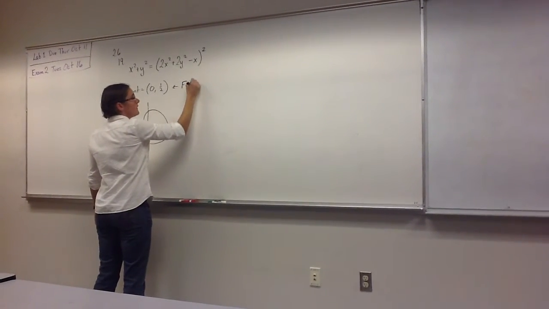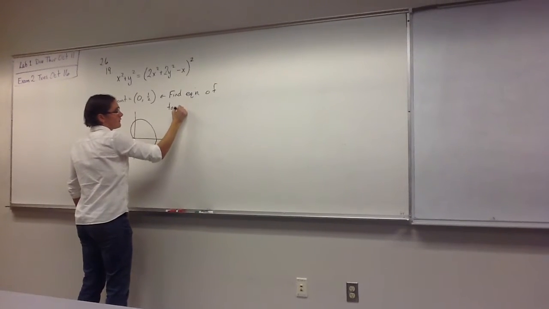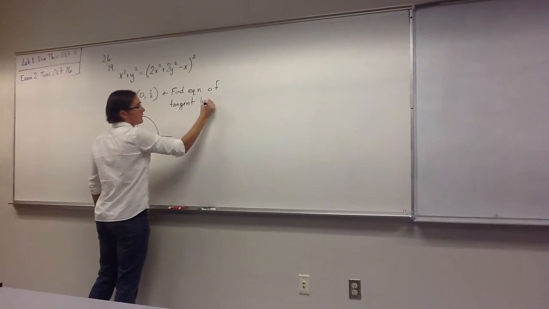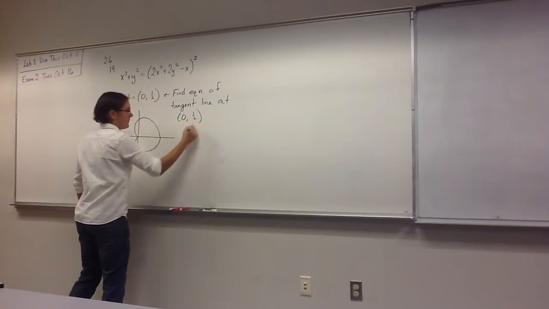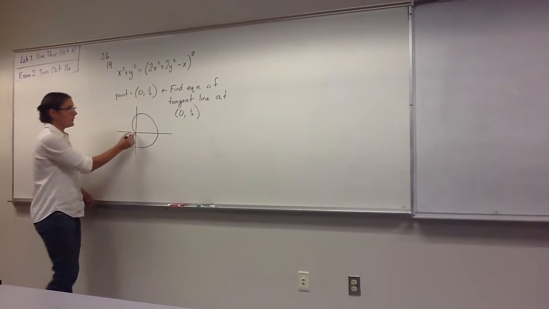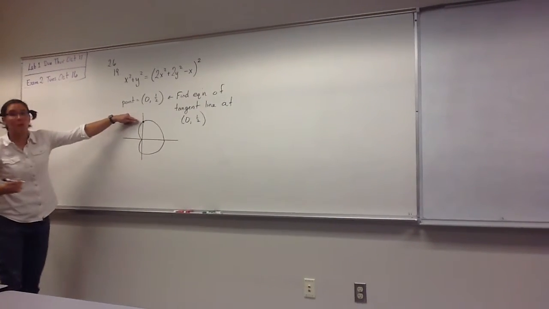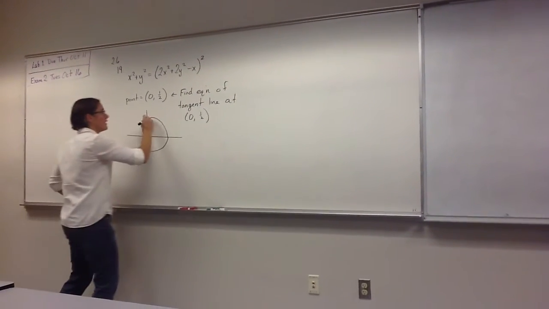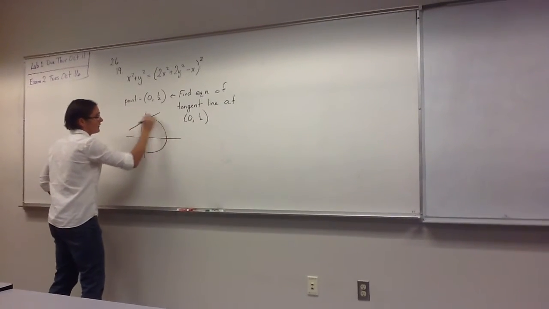So find the equation of the tangent line at (0, 1/2). So x is equal to 0, y is equal to 1/2. So we're looking at this point on the y-axis right here. And so eventually we're going to find the equation of a line that's going to look roughly like this.